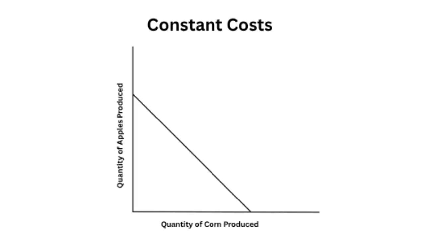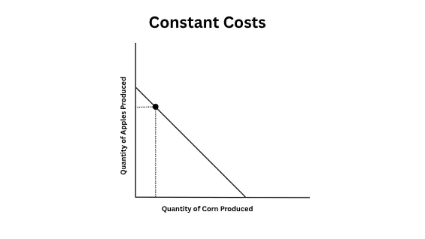Now, let's look at a different situation. This is called constant costs, another variation of the PPC. This is where resources are equally good at making either product. Let's pretend we're making apples and we're making corn. First, we're going to start at 15 apples and 5 corn. Since we're making more apples than corn, we're going to be further up on the y-axis and further left on the x-axis.